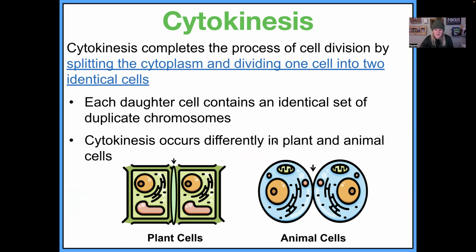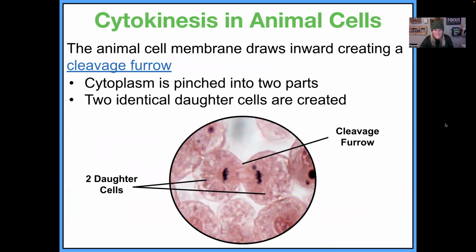Cytokinesis occurs differently in plant and animal cells. You'll probably notice why we have a cell wall here. Cytokinesis in animal cells, the animal cell membrane draws inward, creating a cleavage furrow. So this is called the cleavage furrow. The cytoplasm is pinched in two parts. Two identical daughter cells are created.